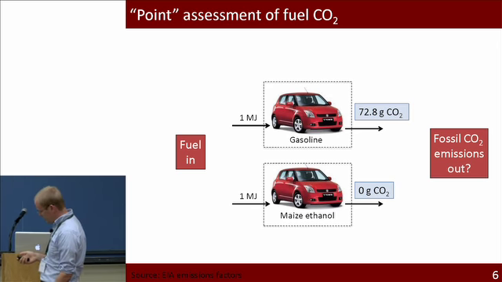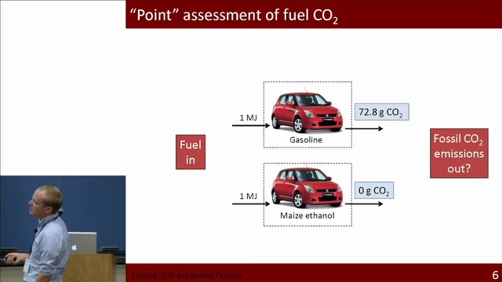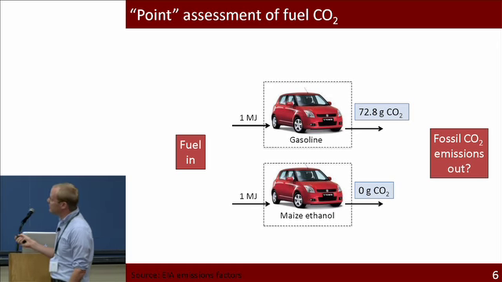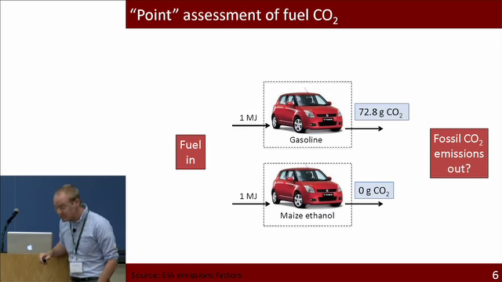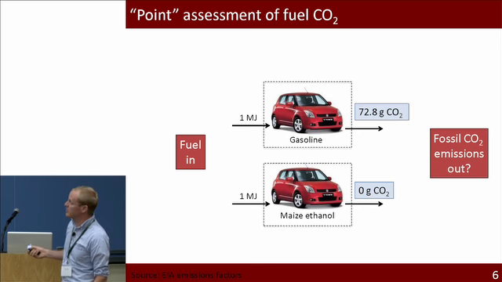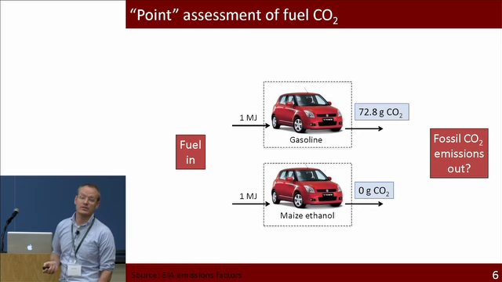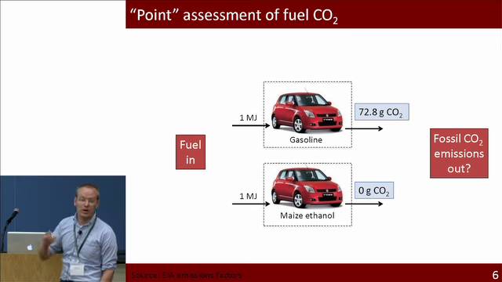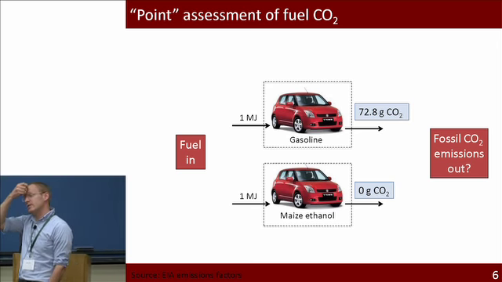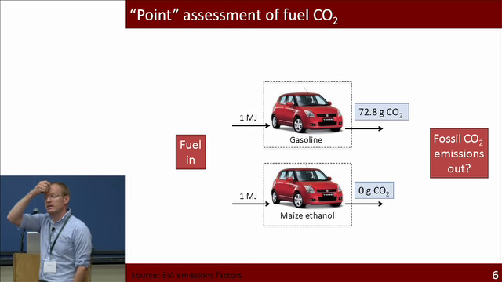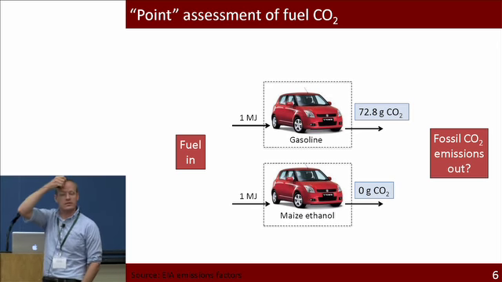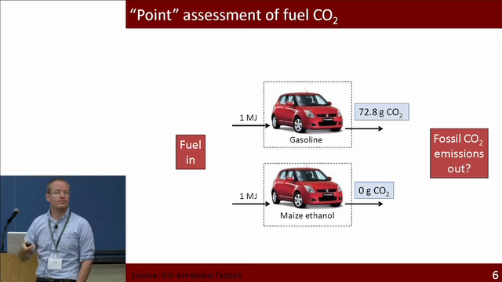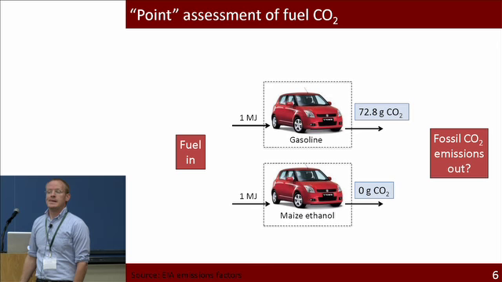If we were to do this with gasoline and corn ethanol, or maize ethanol here, and we're going to track fossil CO2 emissions, for every megajoule of fuel we put into a vehicle, we get about 73 grams of fossil CO2 out from burning gasoline, and 0 grams from burning corn ethanol. Why 0 grams of fossil CO2 from burning the corn ethanol? Where does the carbon in that ethanol come from? A corn plant?